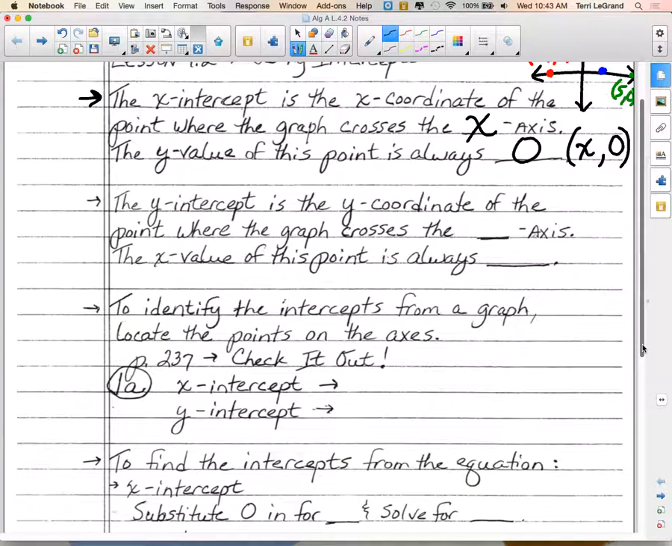Okay, now let's talk about the y-intercept, the other intercept. The y-intercept is the y-coordinate, the y value of the point where the graph crosses the y-axis. Y-intercept, y-axis. No tricking going on there.